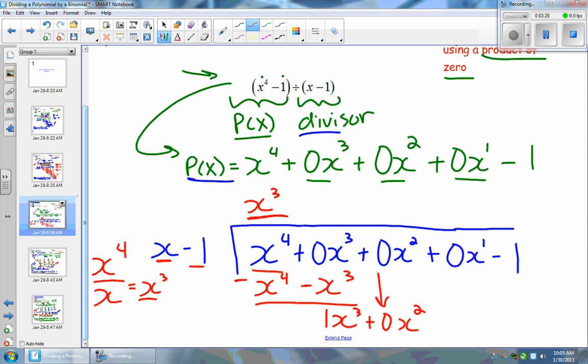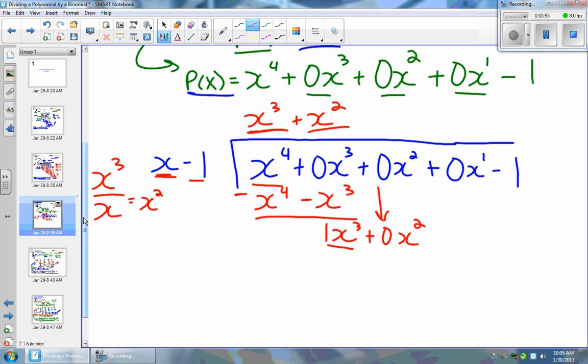Now let's find the next term in our quotient. To find the next term in our quotient, we take the 1x cubed and you divide by the x. So I'm going to delete what I had over here. We're going to have an x cubed divided by an x, and that gives me an x squared. So that is the next term in our quotient. You can write it up top just like that. Now let's carry out the multiplication. So x squared times positive x gives you an x cubed that goes underneath, and then x squared times a negative 1 gives you a negative x squared.